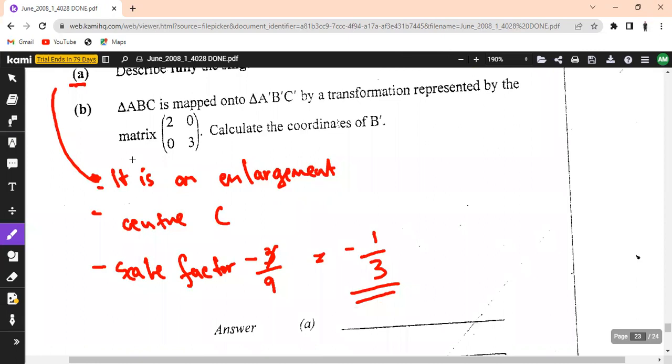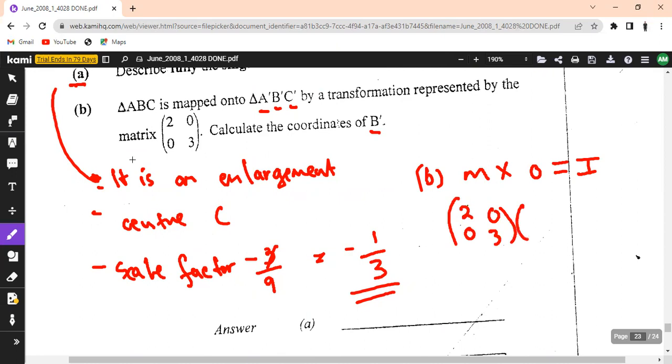ABC is mapped onto triangle A1B1C1 by a transformation represented by this matrix. Calculate the coordinates of B1, which is the image. Okay, guys, whenever you're given a transformation with a matrix like this, matrix times object must give us the image, full stop, just like that. So you have the matrix for enlargement, which is 2, 0, 0, 3, multiplied by the object. You are asked to find the coordinates of B, so we are going to multiply B and find the image of B.